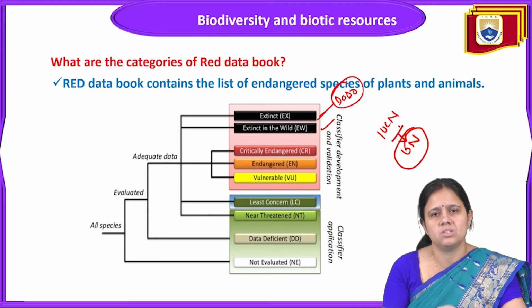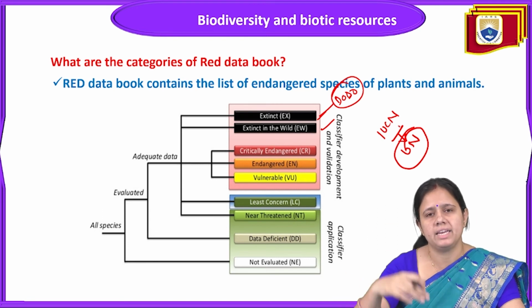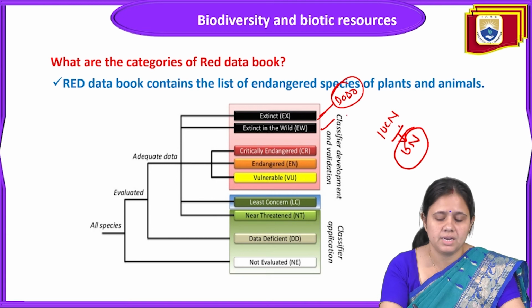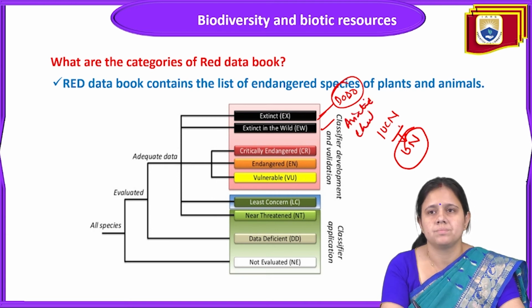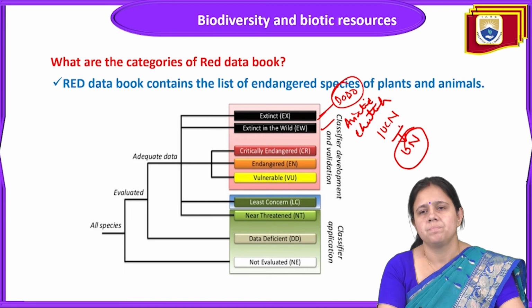Next is extinct in the wild, means those animals that are not present in the forest, but they are present in ex situ conservation, in a captive breeding program. So that is called extinct in the wild, and its example is Asiatic cheetah. Asiatic cheetah, this is an example of extinct in the wild.